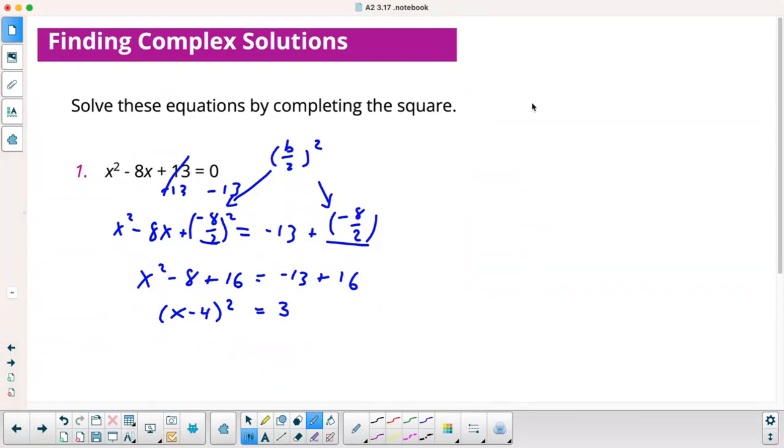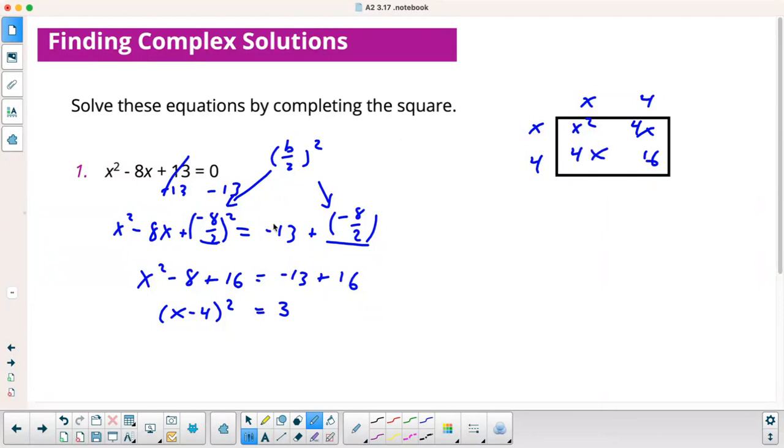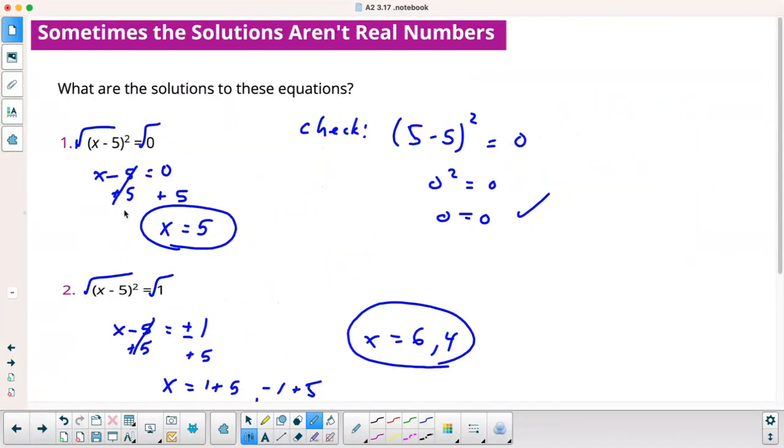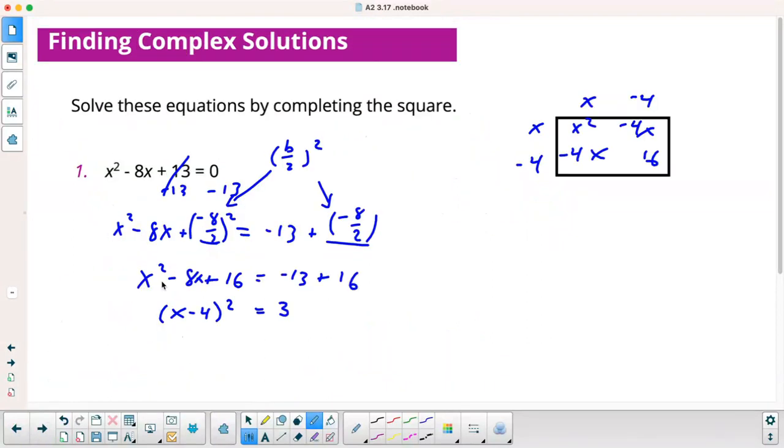Now I skip the step where some people might want to make a box. You put the x squared here, put the 16 here. We go x times x, 4 times 4. Add those up, we get the 8. Oh, shoot, it's got to be negative 4. Negative 4 plus negative 4 is negative 8x. Whoops, missed my x. Okay, so anyways, once I get it to here, it's almost the same as this problem. You square root both sides. Square root, square root.